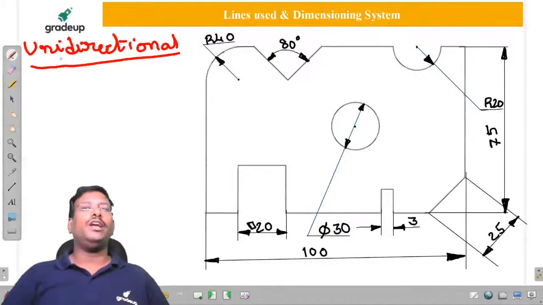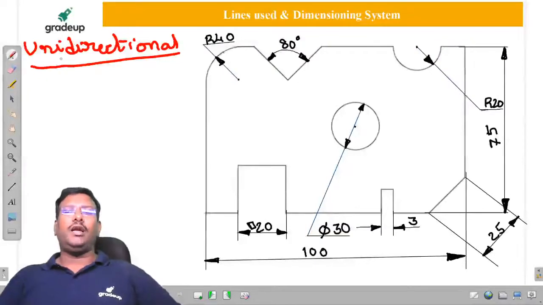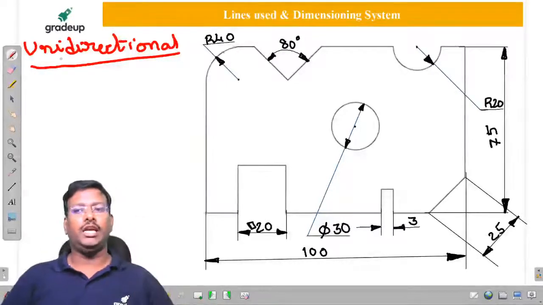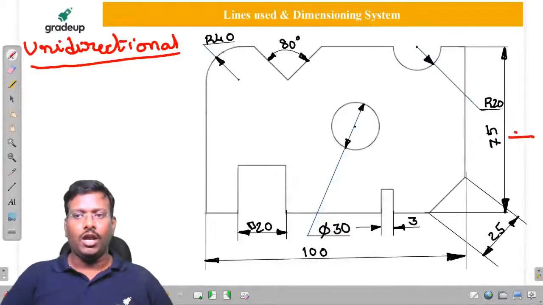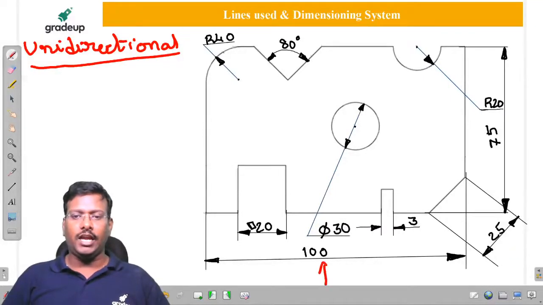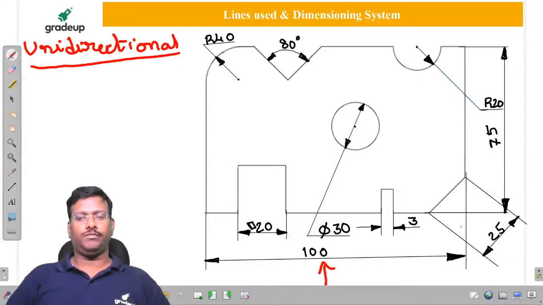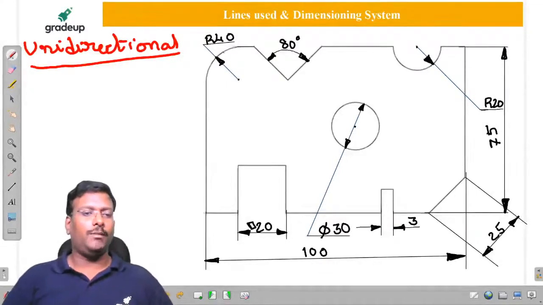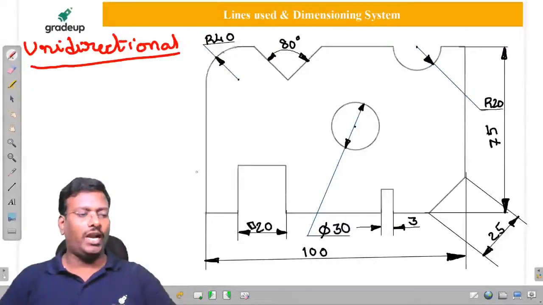What is meant by unidirectional, sir? All the dimensions should be readable from one direction only. Sir, if you observe 75, I have to read like this. This is 25, I have to read in this direction. For the remaining, I have to observe in this direction. So, in the unidirectional system, all the dimensions can be readable from one direction.